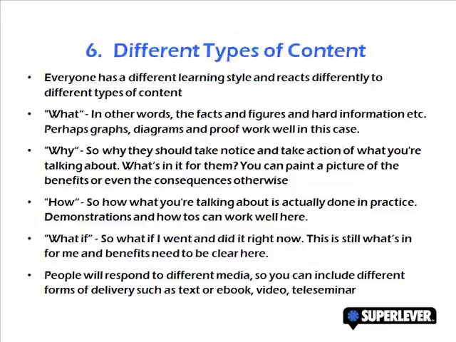Following on from the previous point, but deserving a separate mention, is the type of content you provide. We all learn a bit differently and react differently to types of information and how it's provided. So, for example, some people will want to know what. In other words, the facts, figures, hard information. Perhaps graphs, diagrams, and proof work well in this case. Other people will want to know why, so why should they take notice and take action of what you're talking about? What's in it for them? You can paint a picture of the benefits or even the consequences otherwise.